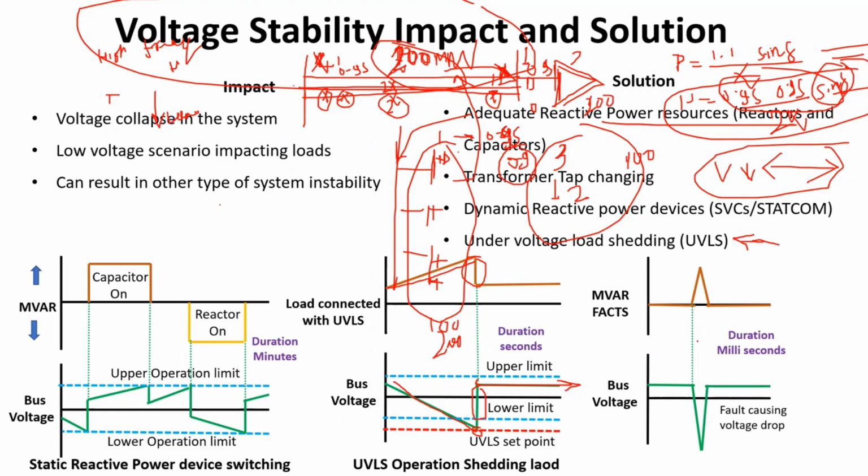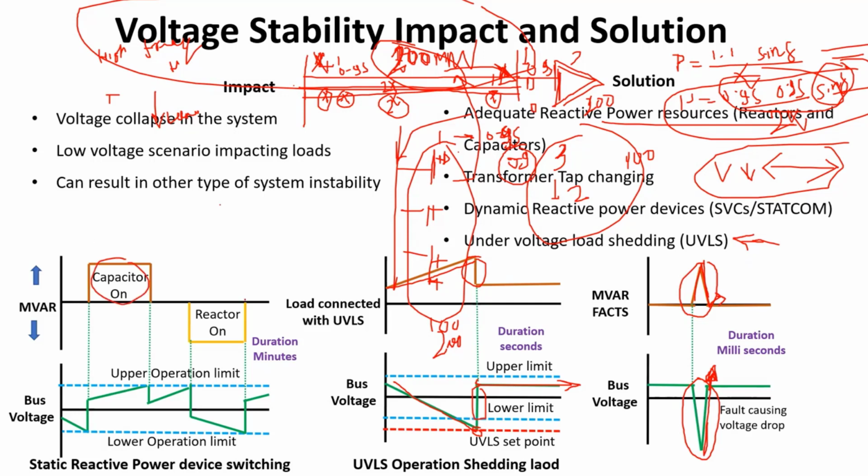FACTS devices, you can see that suddenly there is a voltage drop due to the fault. Suddenly the FACTS devices have injected that much reactive power. And as soon as the voltage drop goes out, a sudden drop due to any fault, it goes out due to the operation of the protection system, then it immediately withdraws its reactive power support. So this is the FACTS devices.